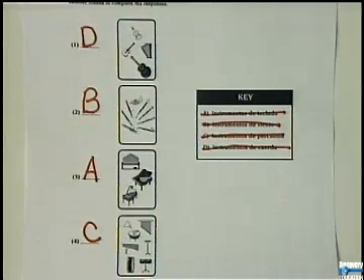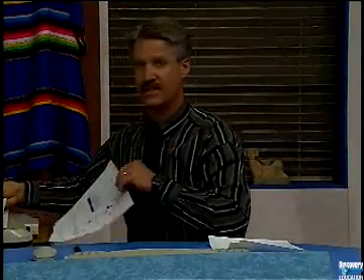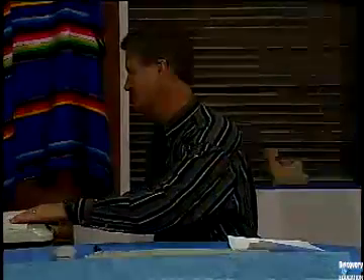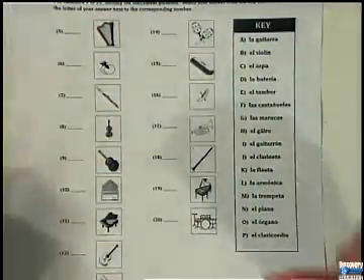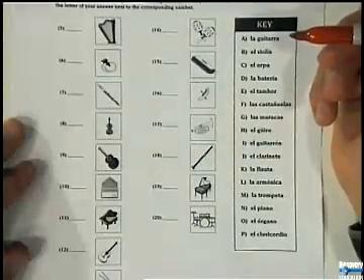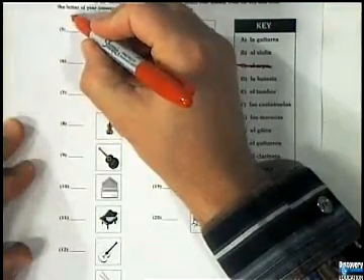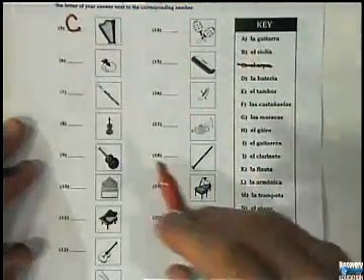Okay. Let's go ahead and look now at the second page. How you guys doing so far? Pretty good? I hope so. Okay, let's look at the second page now. These individual instruments. This first one is called el arpa. El arpa. That's letter C, so 5 is C.